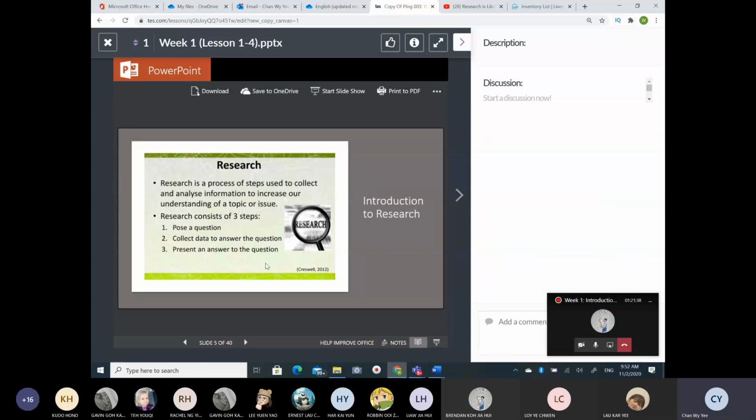Okay, so the three major steps of research will be, you need to pose a question first. What is it that you would like to find out from this research that you are conducting? Now that you have a question, you need to answer it. So what do you need to do? You need to collect data to answer that question. After you have collected the data, you need to dissect your data, analyze and evaluate it, and then present an answer to the question that you have posed earlier. So these will be the three major, or fundamental, steps of conducting a research.